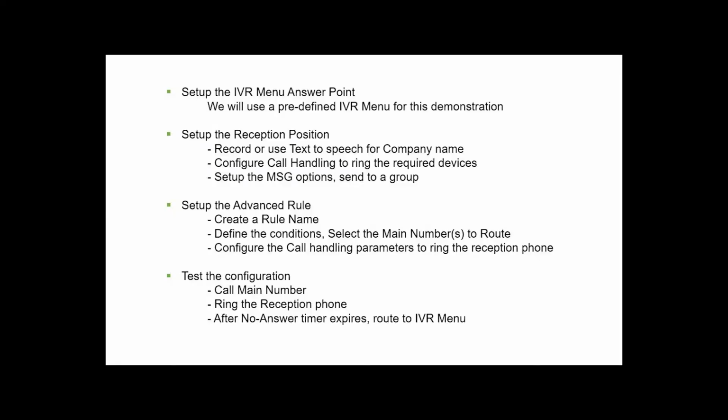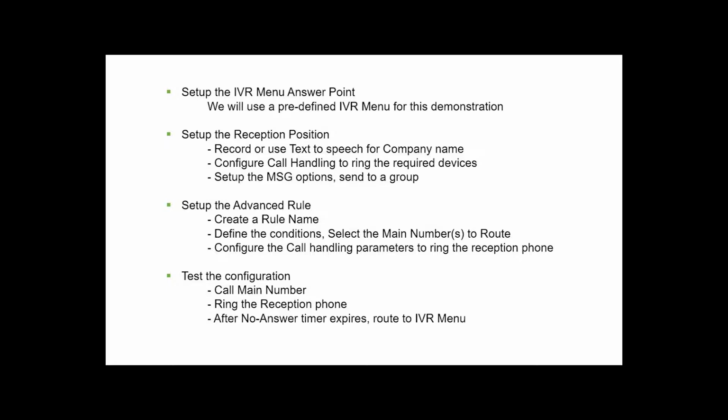Step one, we're going to set up the IVR and make sure that menu is already in place. Step two, set up the reception position, things like record the name, set up the call handling, and set up the messaging function so it goes to the right location. Step three, set up that advanced rule to make sure the main number is routed correctly, define the name, the conditions, and the call handling, where it's going to go. Obviously, point it to position of the reception, which is step number two above.